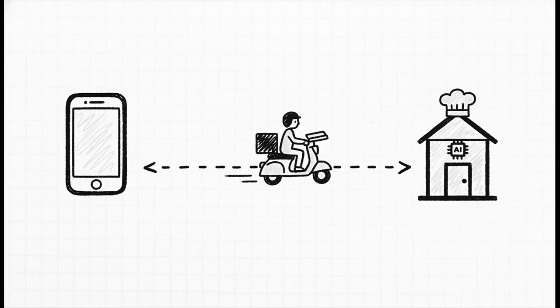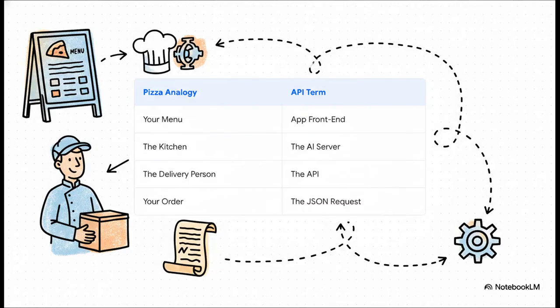Now, the secret to making your app talk to an AI is something called an API. I know, that stands for Application Programming Interface, and it sounds super technical and complicated. But don't worry, the absolute best way to think about it is ordering a pizza. Let's stick with this pizza analogy, because it works perfectly.